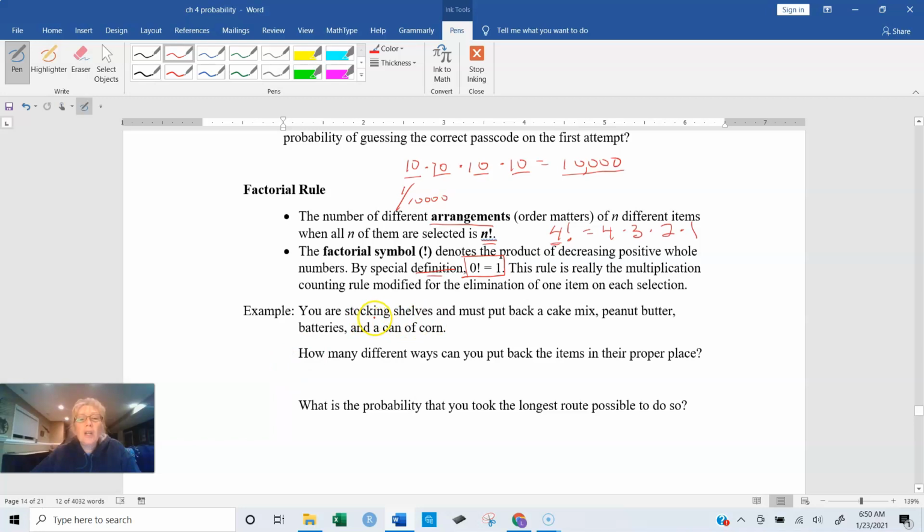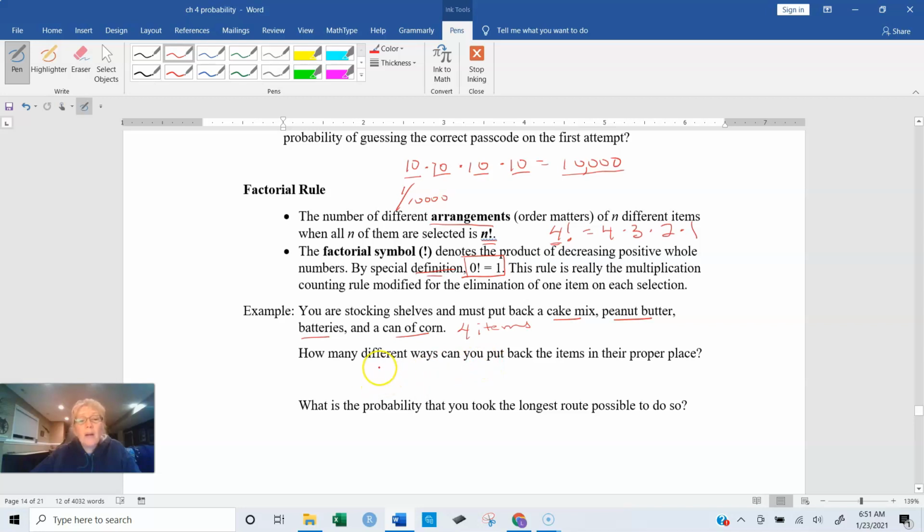All right, you're stocking shelves. You must put back a cake mix, peanut butter, batteries, and a can of corn. All right, so you are putting back 4 different items, right? There are 4 items here. Okay, how many different ways can you put the items back in the proper place?